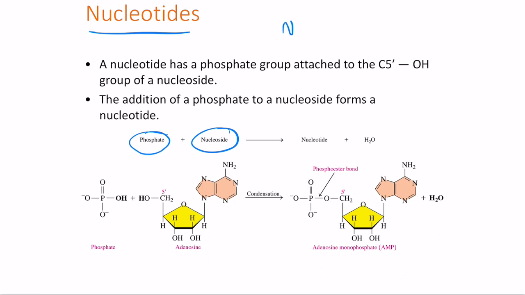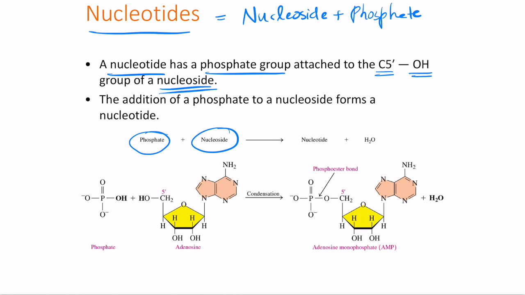So for a nucleotide to form, you need a nucleoside plus a phosphate. So a nucleotide here has a phosphate group that is attached to the 5th carbon on the OH group of the nucleoside. So here, remember that the nitrogen base attaches itself to the 1st carbon and the phosphate attaches itself to the 5th carbon. So the 1 and 5 are the main important bonds that you have to remember.